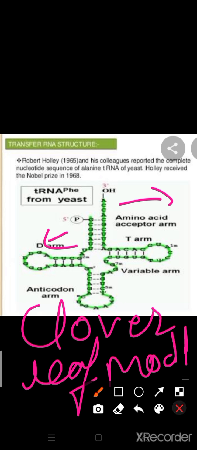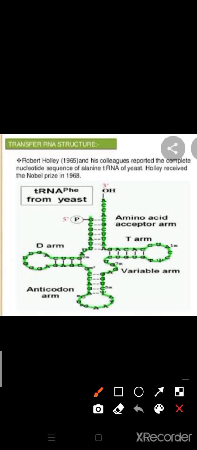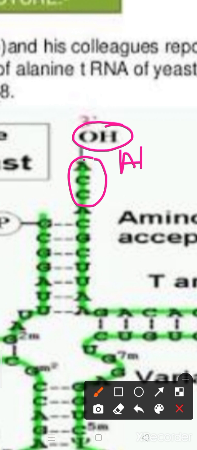So in this structure you can see that different arms are there. Here this end is known as the 5' end and this is the 3' end. In the 3' end ACC is present. Can you see? ACC is present. That's why it is the 3' end, and it has only one OH group, meaning one functional group, and this is known as the amino acid binding site, meaning amino acid generally binds on this side only.